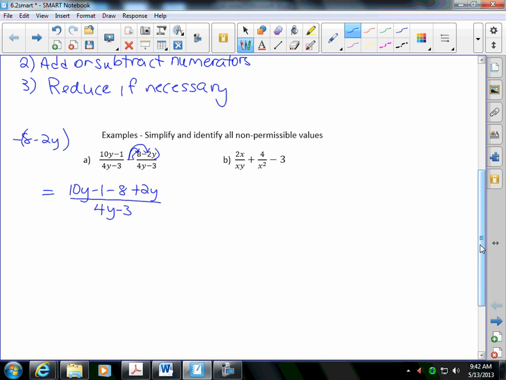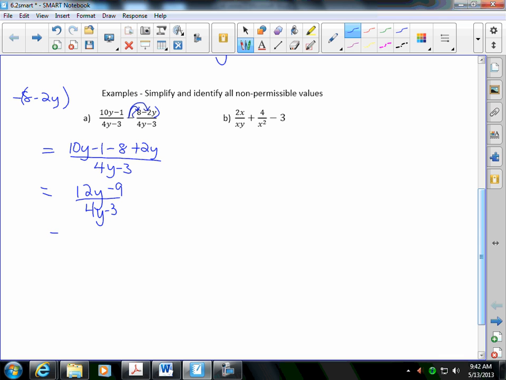So then you just collect your terms. 10y plus 2y is 12y. Minus 1 minus 8 is minus 9, over 4y minus 3. So if I look on the top there, 12y minus 9, I can reduce. Or I can factor that. I can take a 4 out, or sorry, not a 4, a 3 out of there, and I'm left with 4y minus 3 over 4y minus 3.